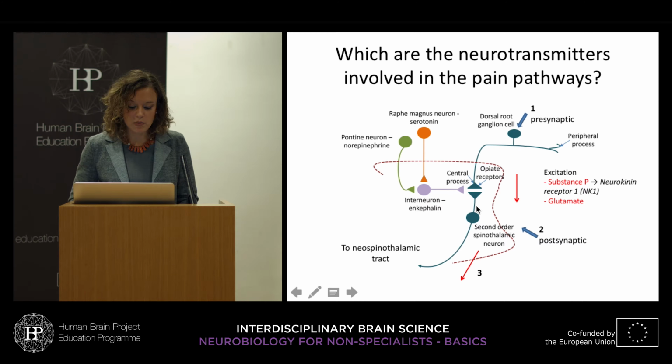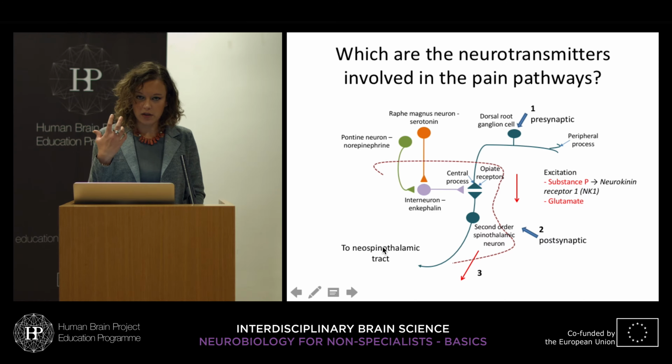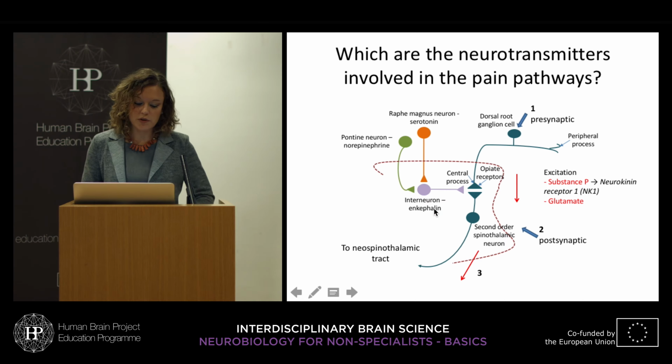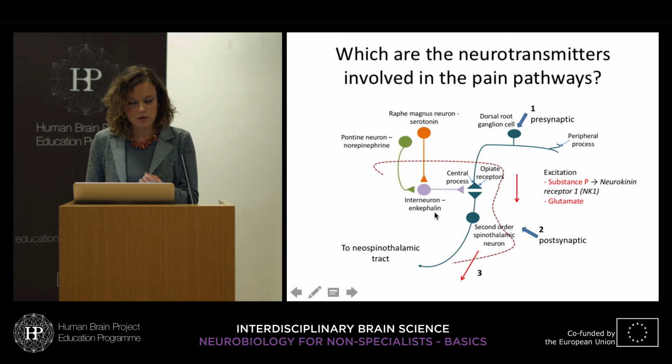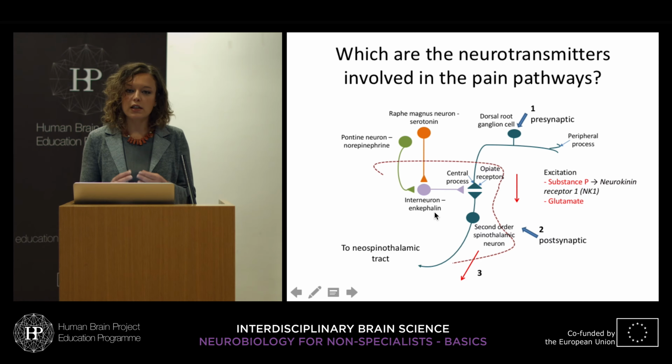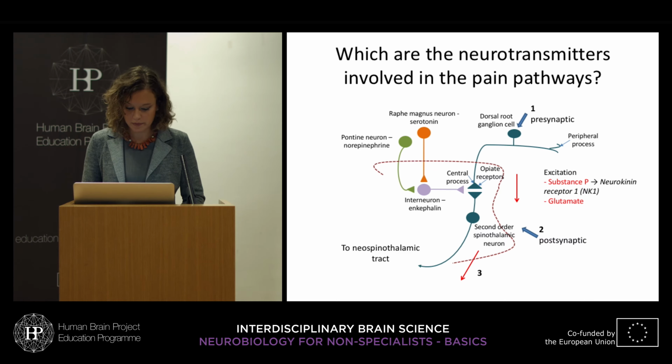These neurotransmitters then stimulate second-order spinothalamic neurons, which cross contralaterally and form the neospinothalamic tract. In this way, the signal reaches higher structures of your brain, like the thalamus and then the somatosensory cortex. Obviously, there are also inhibitory mechanisms involved. For example, interneurons that release enkephalin are involved in the inhibitory signal, because enkephalin can reduce the calcium release, and then there is also a decrease in neurotransmitter release. So it's a control system.